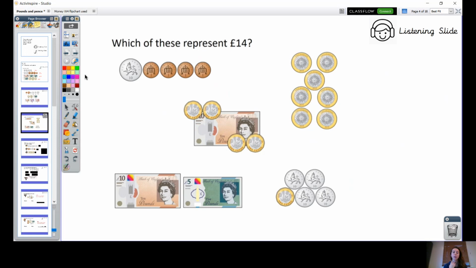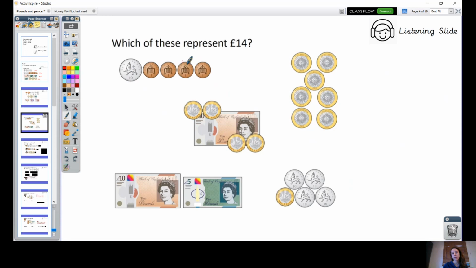Okay, which of these groups of money represents £14? Pause the video and just have a little think. Okay, let's have a look at these together.